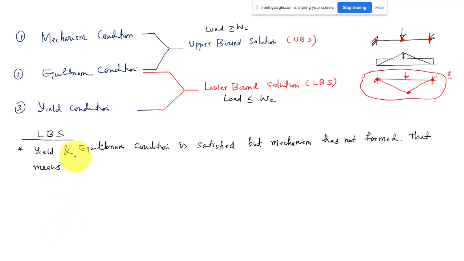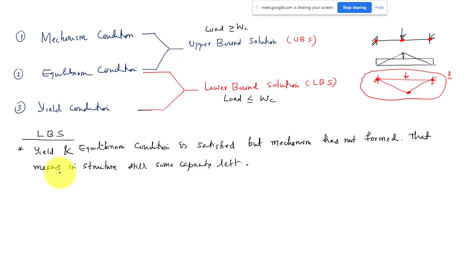So in the lower bound solution, the yield and equilibrium conditions have been satisfied, but the mechanism has not formed. That means in the structure there is still some capacity left. That is why we will get a solution in this case.